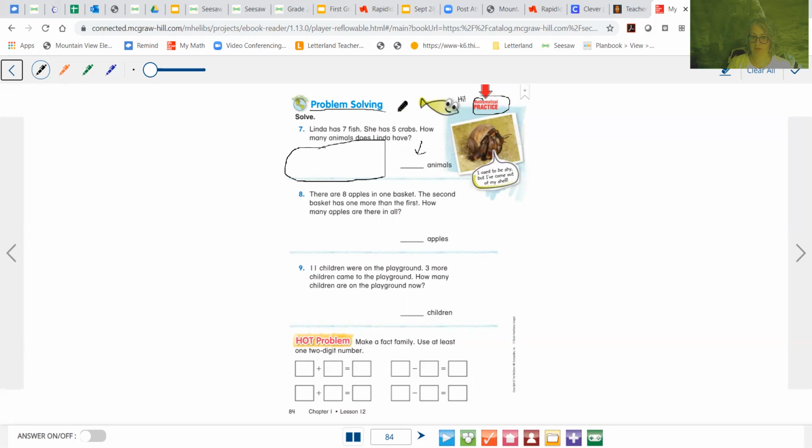We're going to look for those 3 things. 1, that you do the underlining and the circling. 2, you show how you solve it. 3, you put the answer where the label goes. Now let's take a look at the hot problem. Hot problem. It says make a fact family. Use at least 1 2-digit number. So we need to talk about a 2-digit number. So you're going to make a fact family on your own.